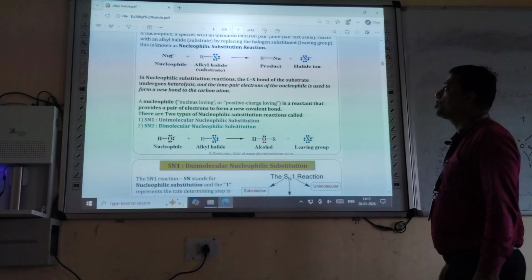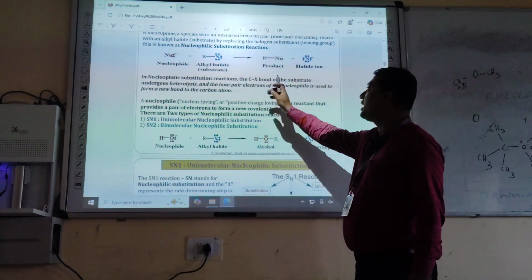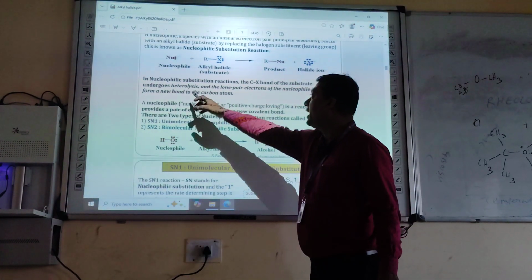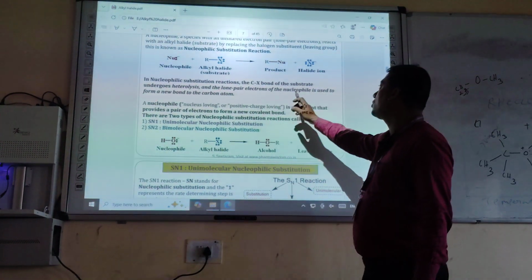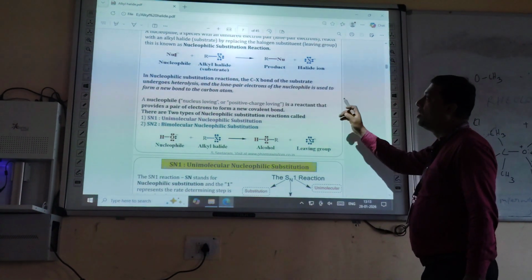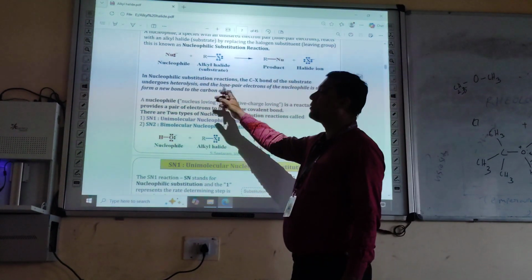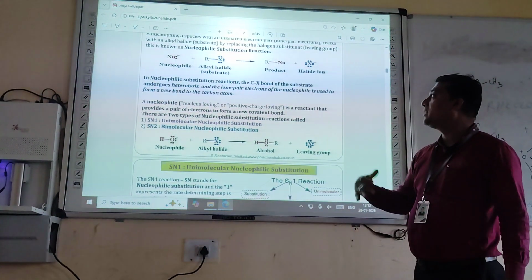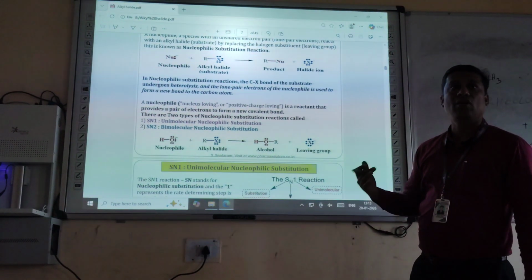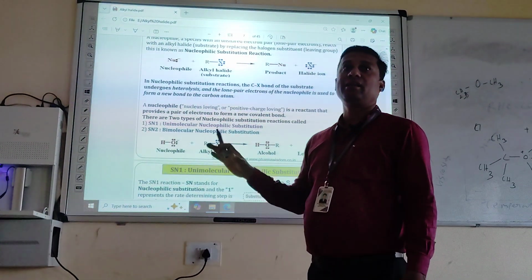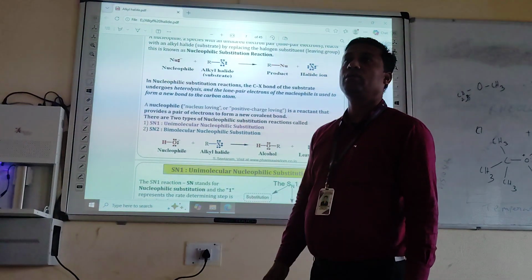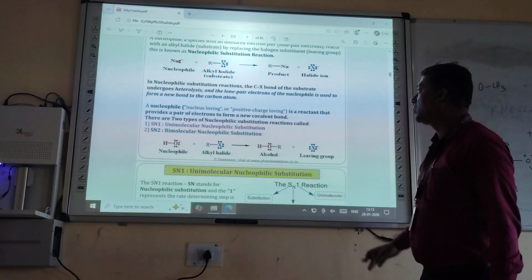In a nucleophilic substitution reaction, the carbon and halogen bond of the substrate undergoes heterolysis, and the lone pair of electrons of the nucleophile is used to form a new bond to the carbon atom. The old bond will be broken and the new bond will be formed. The halogen atom will be replaced. Then the nucleophile in the form of OH minus will form the new bond.